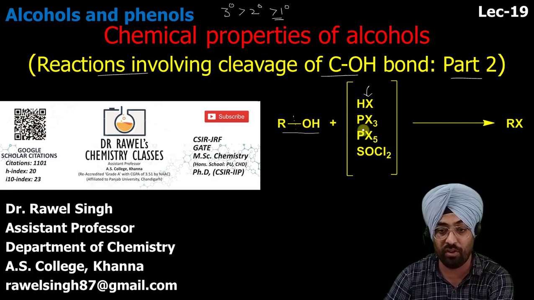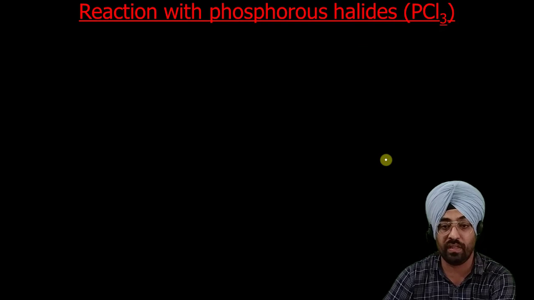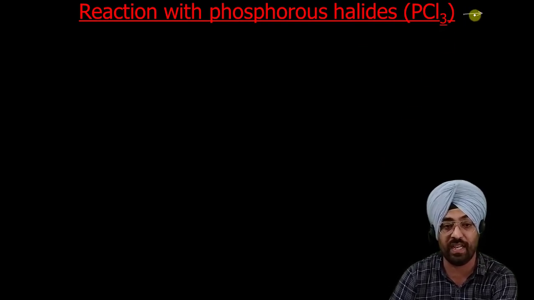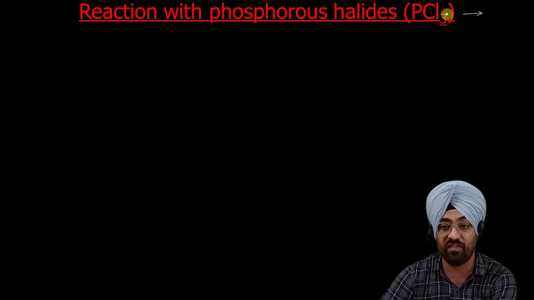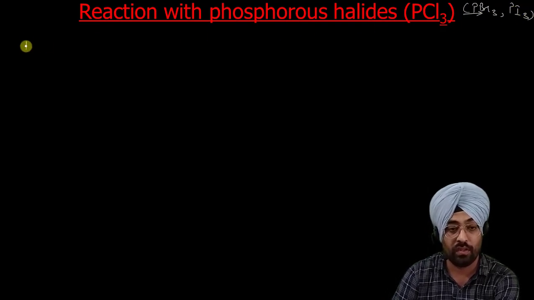This reaction involves a reaction with phosphorus halides and thionyl chloride. So let us do first the reaction of alcohols with phosphorus trichloride or phosphorus trihalide. I will do the reaction with PCl3. The same mechanism holds good for PBr3 and PI3. So let us do this alcohol.